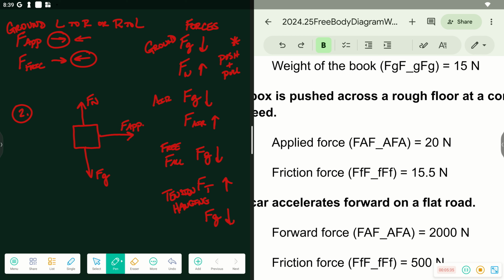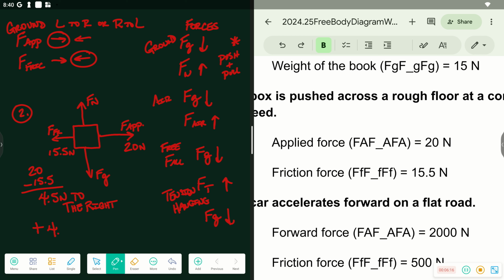The applied force pushing to the right is going to be 20 newtons. The force of friction is 15.5 newtons. Okay, so your force applied to the right is 20. Friction force is 15.5 to the left. So 20 minus 15.5 equals 4.5 newtons to the right.